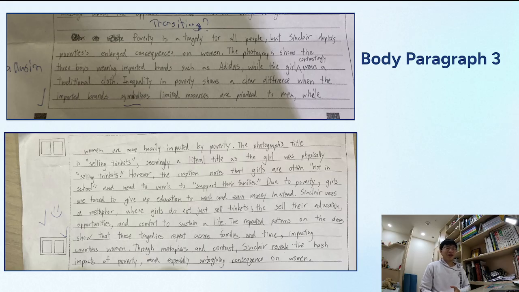So it would be nice if I could practice more and get more of my ideas down. But basically, some strong points I had in this part was, I alluded how the caption was selling trinkets, and I compared it to the girls giving up on education, so selling their education in order to support their families. And I also mentioned how the repetition on the traditional dress implies that the tragedies repeat across families and time, impacting countless women. So that was my body paragraph 3.